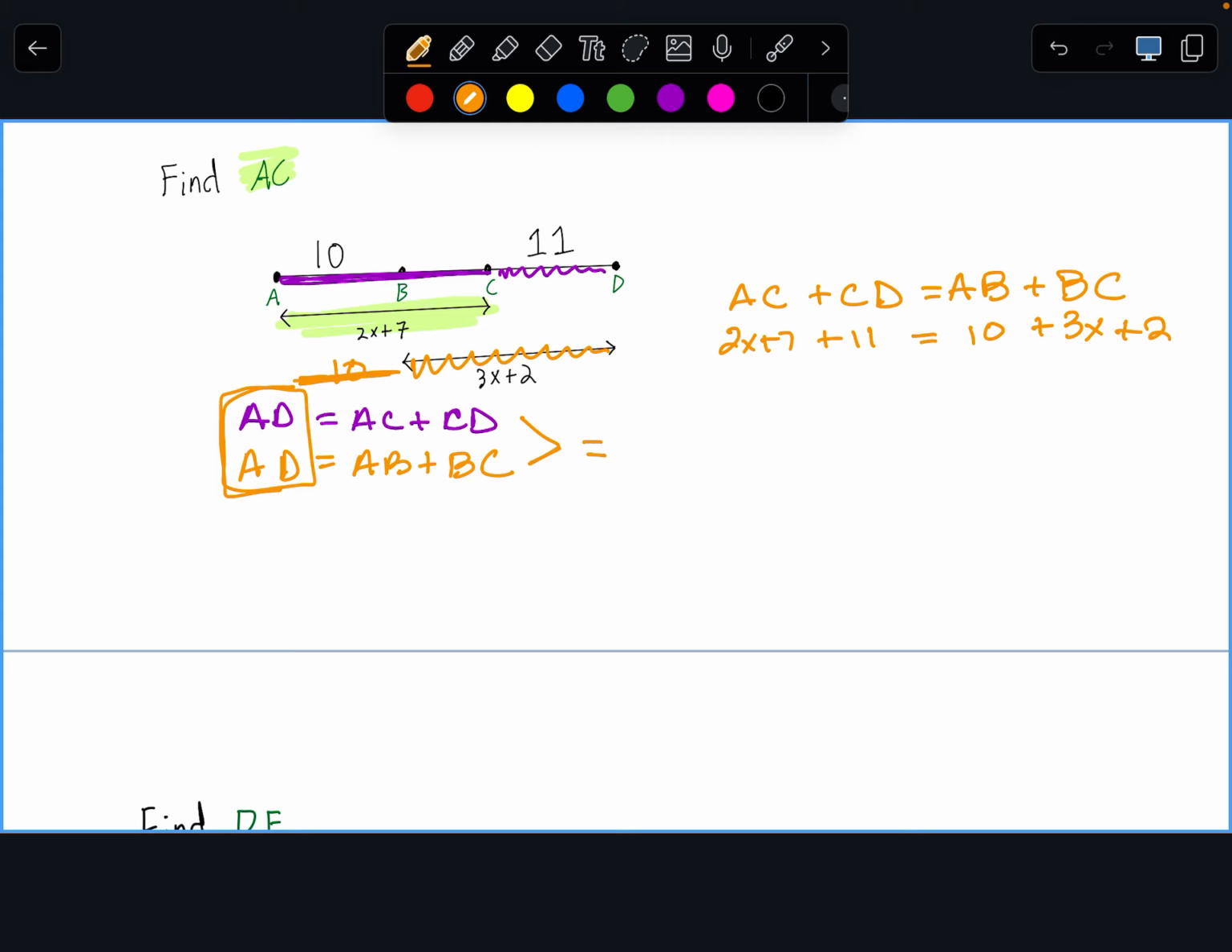So we combine like terms. 2x plus 18 equals 12 plus 3x.